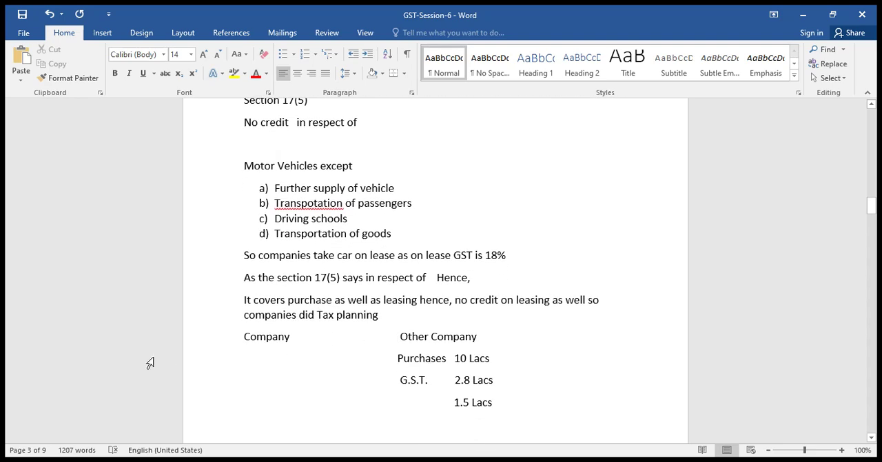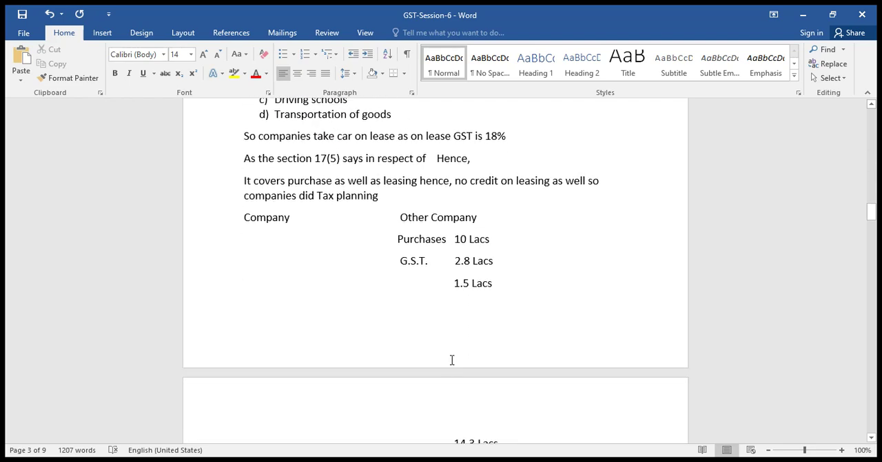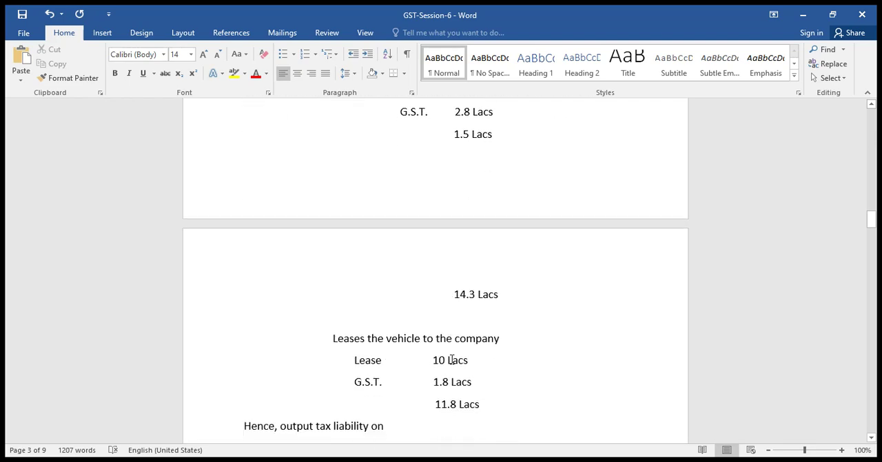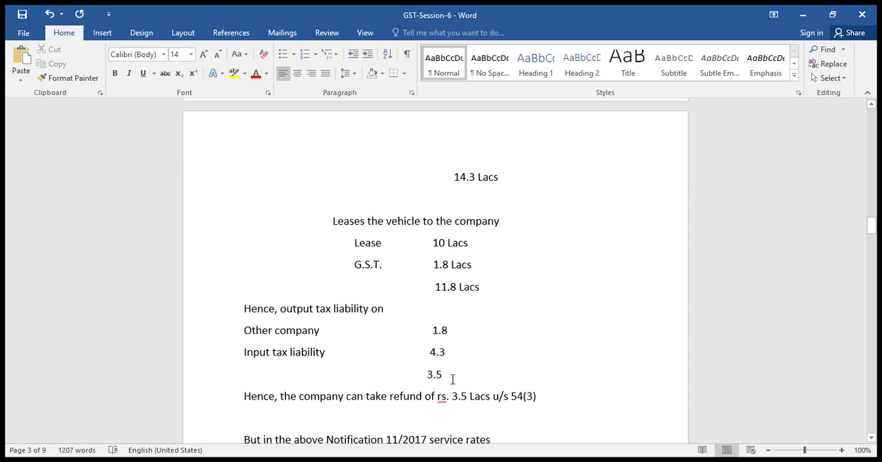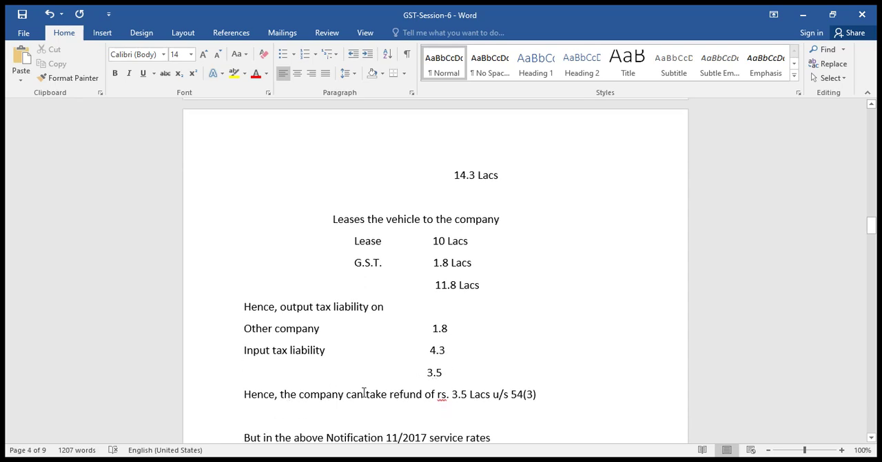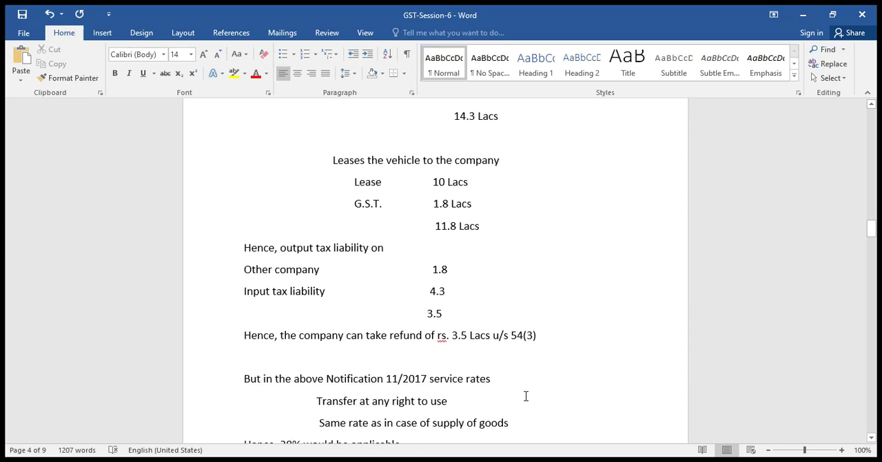The company purchases a vehicle for 10 lakhs, GST 2.8 lakhs, total 12.8 lakhs. It leases the vehicle to another company: lease 10 lakhs, GST 1.8 lakhs, total 11.8 lakhs. Hence, output tax liability on the other company is 1.8 lakhs, input tax credit is 4.3 lakhs, net 3.5 lakhs. Hence, the company can take a refund of 3.5 lakhs under Section 54(3).